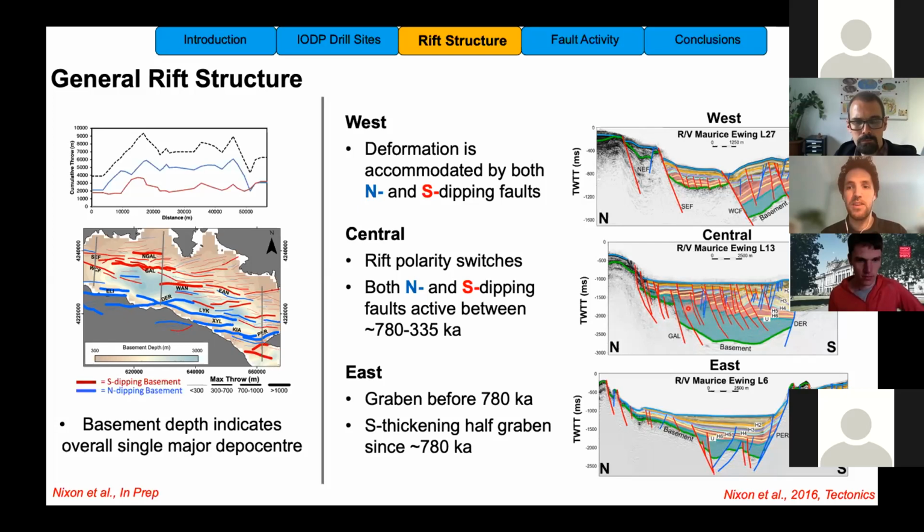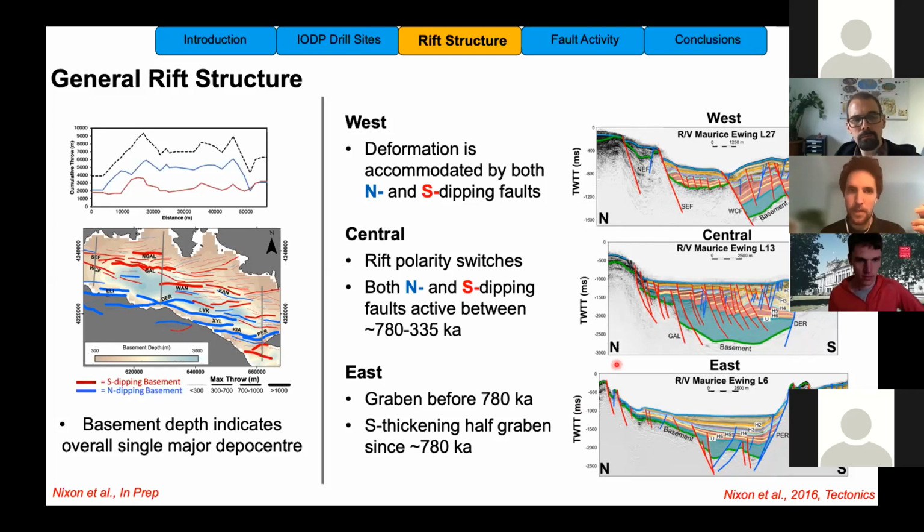Below the unconformity, you can see that we have a northward thickening half graben, whereas after horizon 4 here, you can see that we have a south thickening half graben. So there's been a polarity change between 780 and 335,000 years there. In the east, we have a slightly simpler half graben structure where we're seeing a south thickening half graben since at least the unconformity.